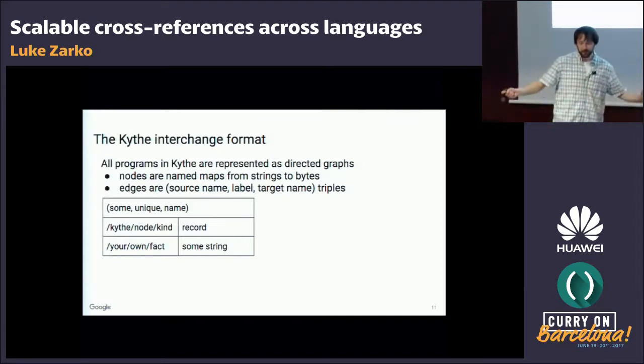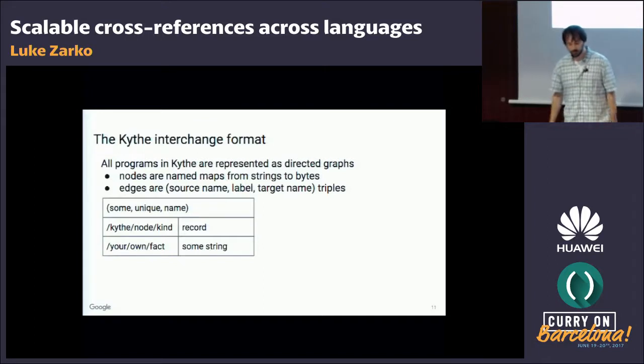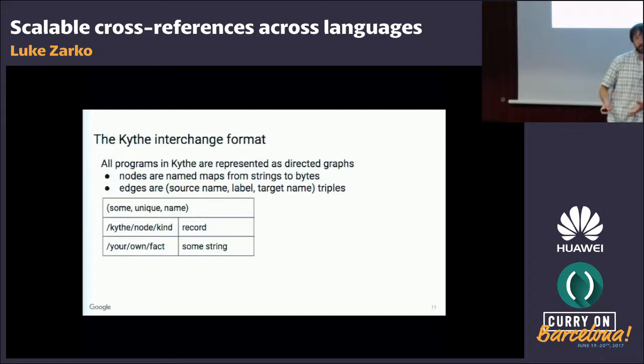The interchange format is a big directed graph. All programs are represented with nodes, which are just named maps from strings to bytes, and we'll call these facts sometimes. So a node might have a fact on it that says its kind is record. And the name of a fact, for example, is namespace. So we have the Kythe node in this namespace as sort of the root. You can define your own fact names and do your own analyses and put them in the database. Then we have edges between nodes that are triples of source names, labels, and then target names.